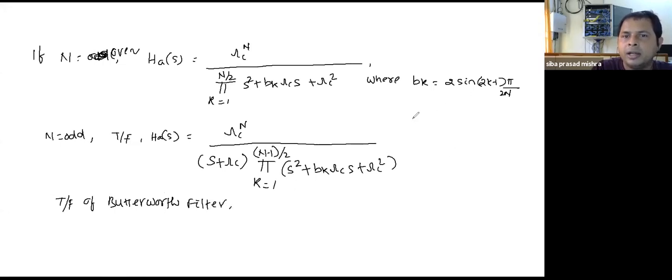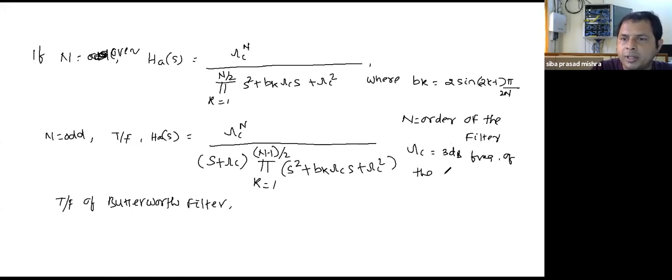Here, what is n? n is the order of the filter. And what is omega_c? It is the 3 dB frequency of the Butterworth filter. So yesterday we did the complete derivation of this transfer function of a Butterworth filter.